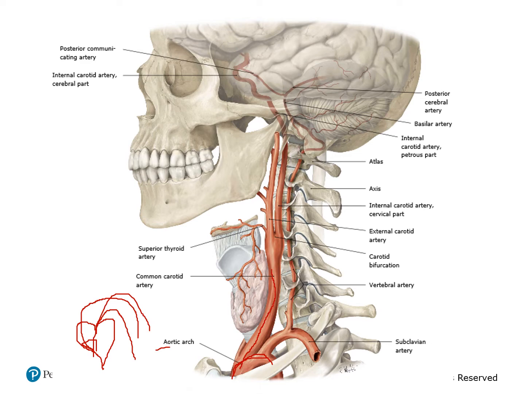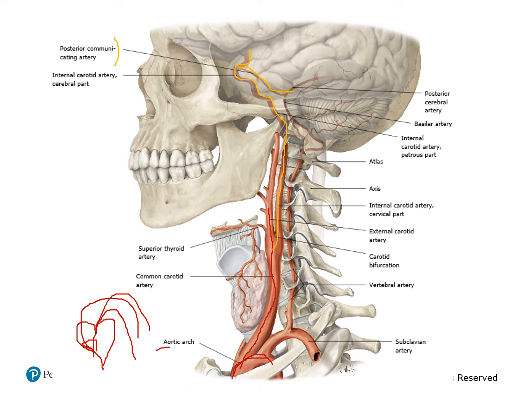This is the common carotid, and then it's going to bifurcate or split off into two. We could see the external carotid here, and then I'm going to switch colors to yellow, and then the internal carotid coming through here. You can call this the cervical part because it comes through the neck, and then we can see the internal carotid, what we call the cerebral part up here. And then you can see the posterior communicating artery right off of there.